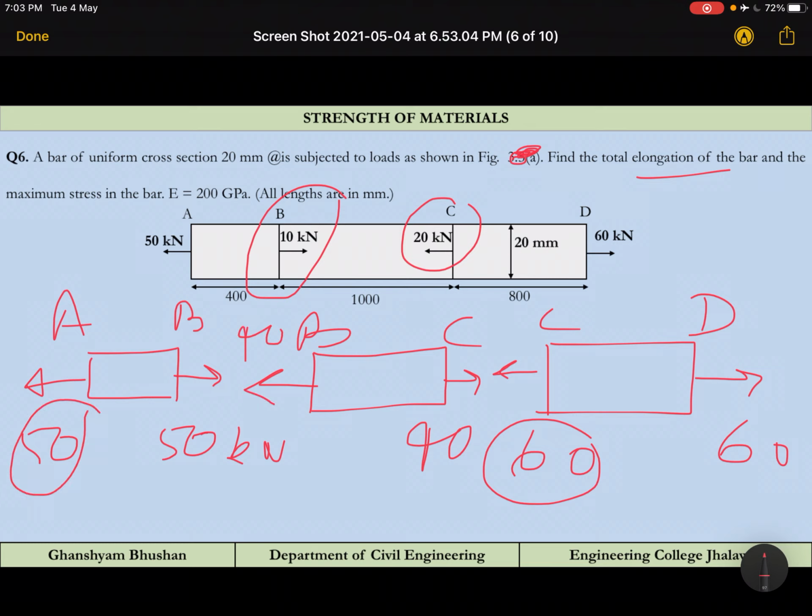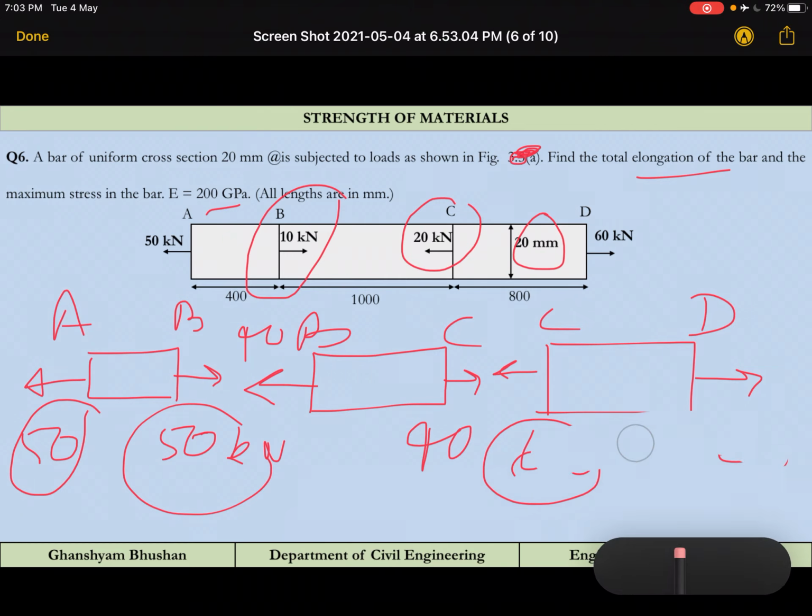So we are having load in each of the bar. Now for deformation, what you can do: load is given P, length is given L, divided by cross section area, which is 20 pi by 4, 20 mm square, and finally E is also given, so you will be finding the deformation very easily.